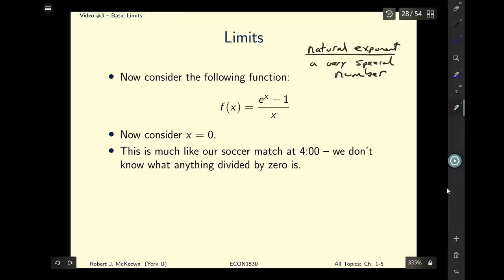I do work in finance and macroeconomics, and the natural exponent is really helpful because it represents continuous compounding. So it shows up a lot in those fields.